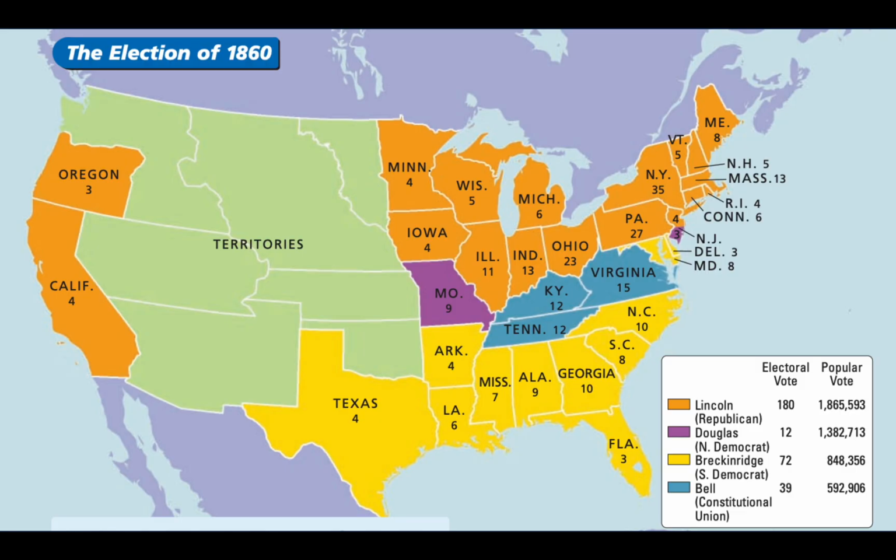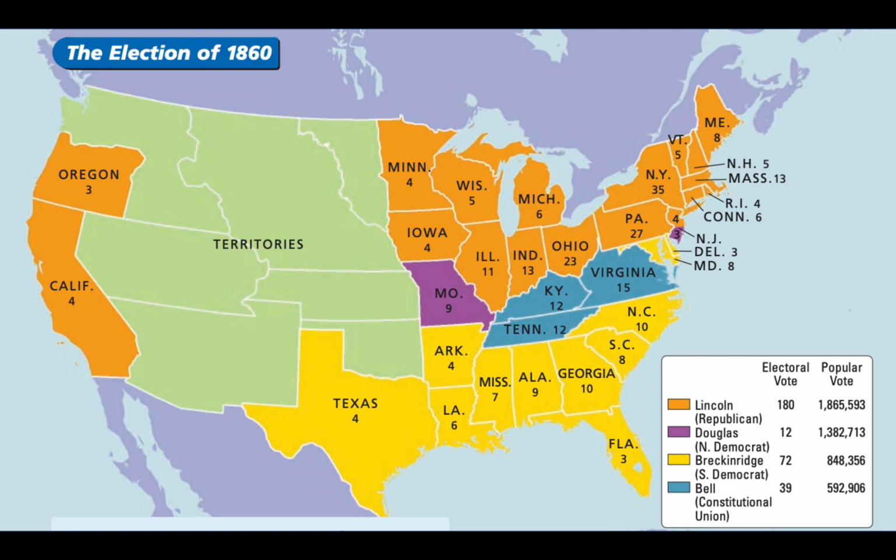If we look at a map here of the election results, we can see this split between North and South. So those orange states there are the states that voted for Abraham Lincoln. The purple states are the states that were won by Stephen Douglas. You can see that he won Missouri and the split vote in New Jersey, and that's it. Breckinridge carried the South, all of those yellow states there. And you can see that John Bell, the Constitutional Union Party, actually did surprisingly well, but only in those border states.